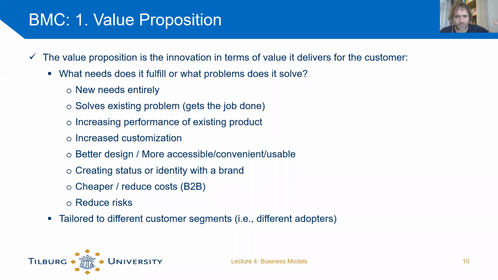And so these are not things that you have to study for the exam, this subdivision in different types of needs. So you need to know what a value proposition is, but you don't have to remember that you can focus on new needs or increase performance or whatever. It's just about showing you examples of what kind of needs or problems you can fulfill with an innovation. You can solve an existing problem, you can offer the same thing cheaper, you can have better usability, and a bunch of other things.